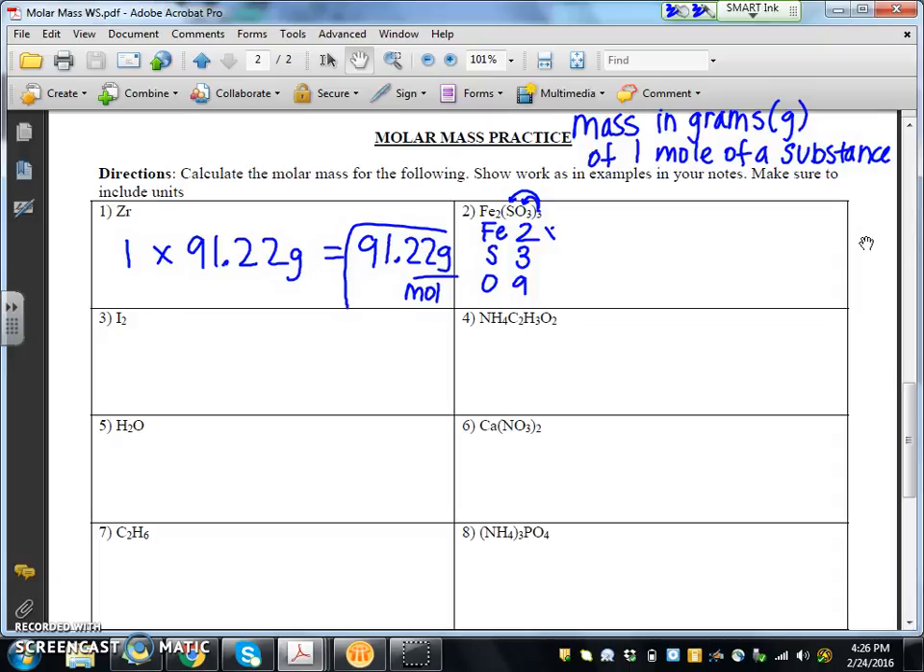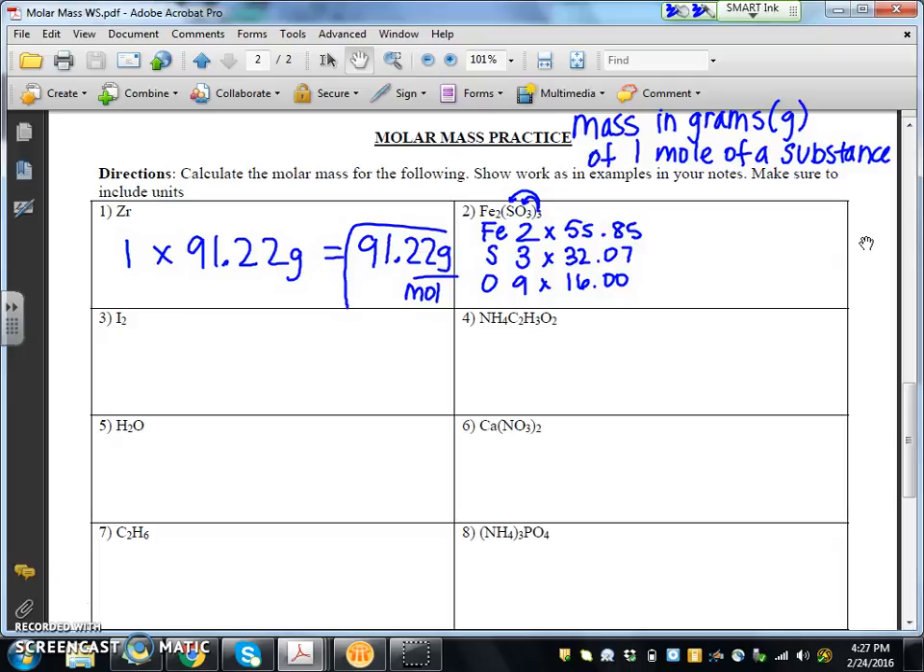Iron has a mass of 55.85. Sulfur has a mass of 32.07. And oxygen has a mass of 16.00. In our class, we are going to round or only use 2 numbers after the decimal, which is what is on the periodic table as you were given in class.